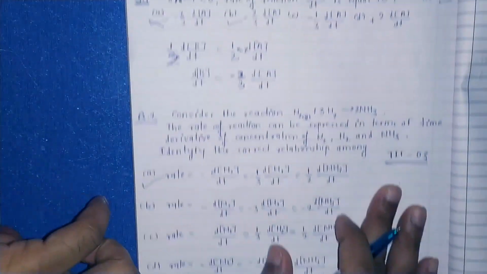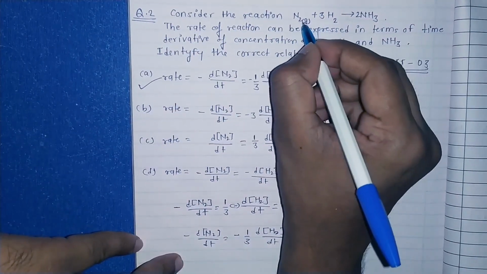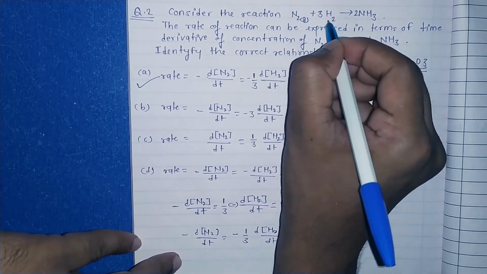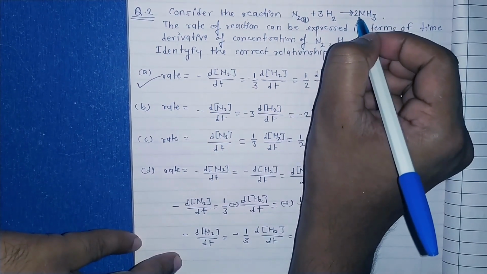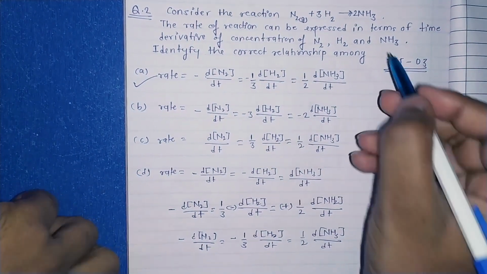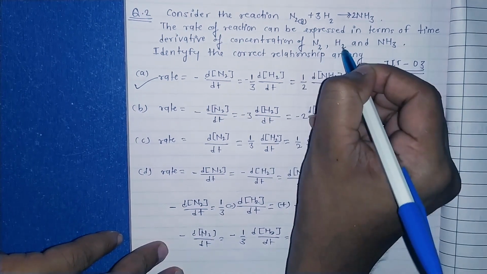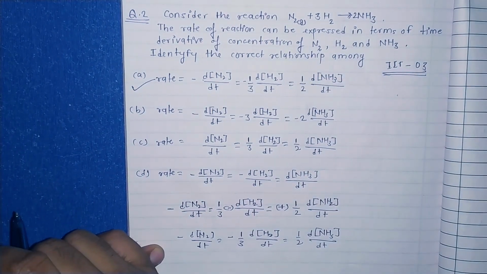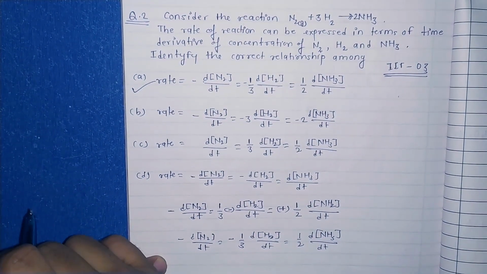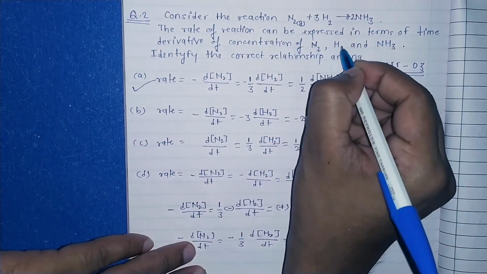Now coming to the next question. Here the reaction is given: N2 plus 3H2 gives ammonia, 2NH3. Okay students, now it is asking to express the rate of reaction in terms of the concentration of N2, H2 and NH3. So as per the previous question we can do the same. First write the rate expression for all of these.